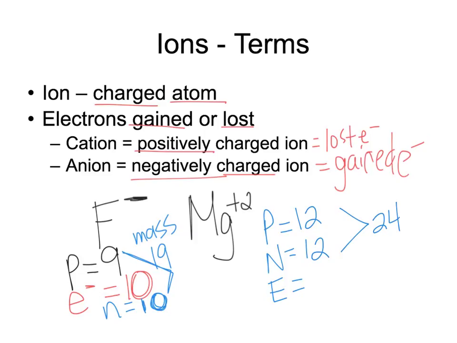So if I have a positive 2 charge, that means that I have to have 2 more positives than I do negatives. So I must have lost 2 electrons. So I've only got 10 negatives. I've got 2 more positives to give me the plus 2 charge here.